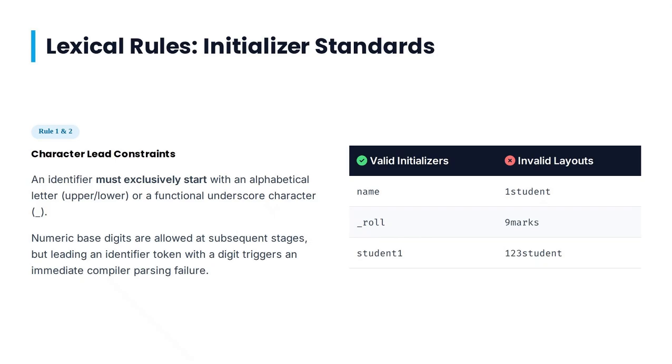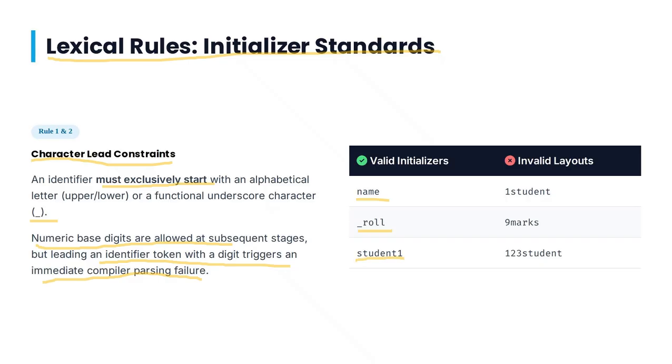Now lexical rules, initializer standards. Character lead constraint: an identifier must exclusively start with an alphabet letter, upper or lower, or an underscore. We have to follow these rules to name an identifier, otherwise it will be invalid. Numeric digits are allowed at subsequent positions, but leading an identifier token with a digit triggers an immediate compiler parsing failure. Here name is acceptable, underscore roll is acceptable, student then digit is acceptable.